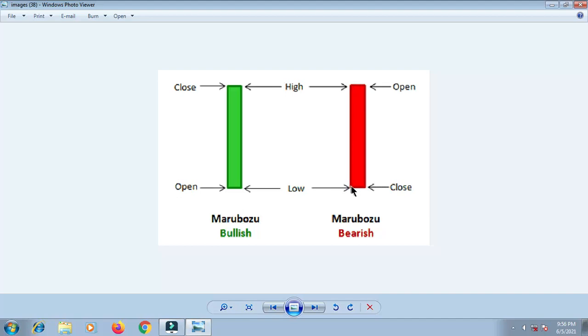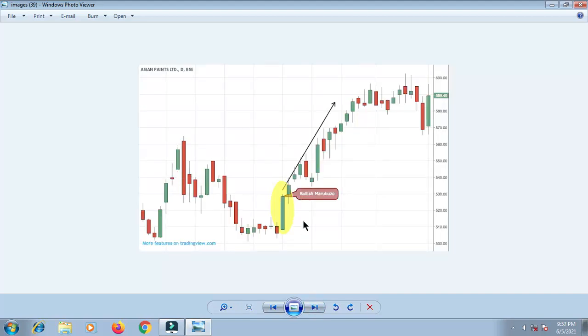In Marubozu candles, there are very small wicks, or almost no or negligible wicks. It is completely the body only. It shows super bullishness, a very strong indicator that it will go to the upside, and it can also be a very strong indication that it will go to the downside. So it can be treated in both ways, either as a reversal pattern or as a continuation pattern.